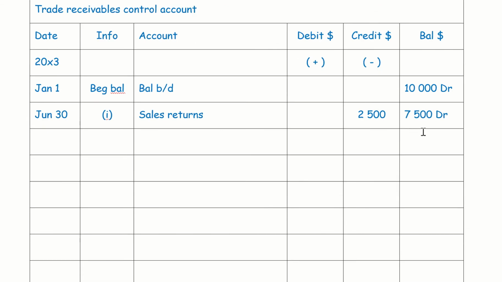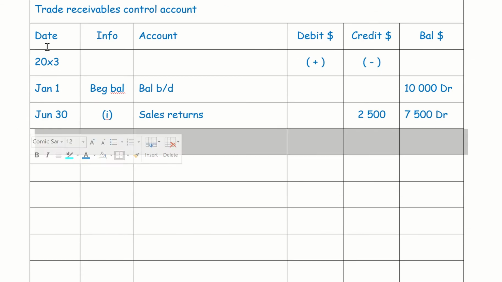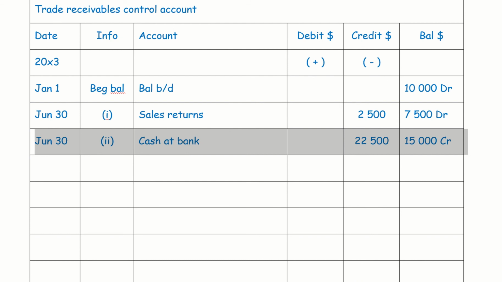So in our trade receivables control account, we will record something like this, where your trade receivables reduced by $22,500, and the other account affected is cash at bank. Again, where did this information come from? It came from additional information 2.